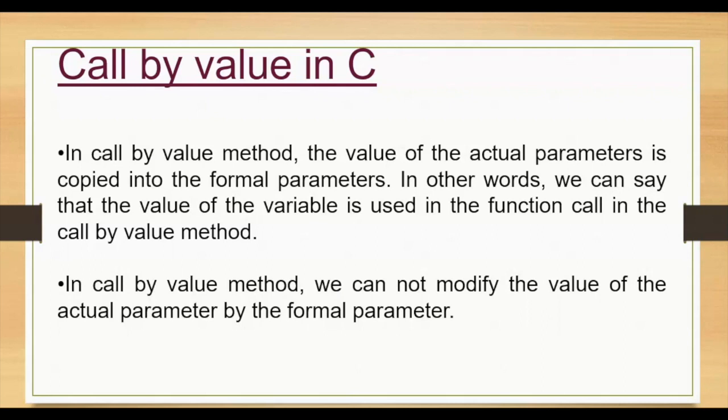The second point is, in call by value method, we cannot modify the value of the actual parameter by the formal parameter. We just copy the value of the actual parameter to the formal parameter. The actual parameter and the formal parameter have separate memory locations, so we cannot modify the actual parameter. We can perform operations on the formal parameters, and the actual parameter doesn't change.